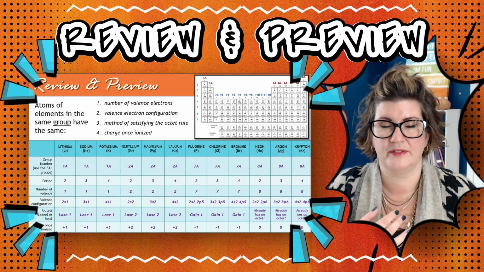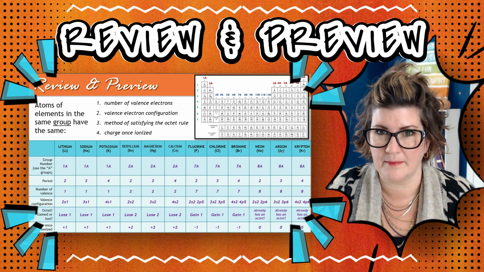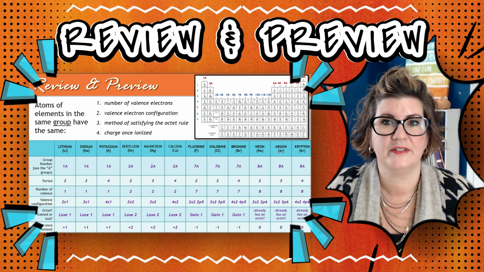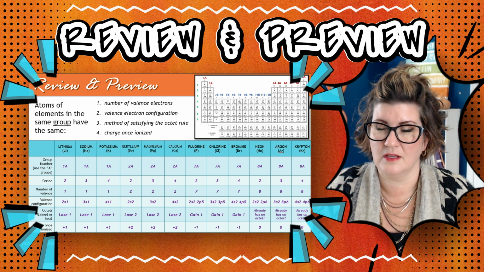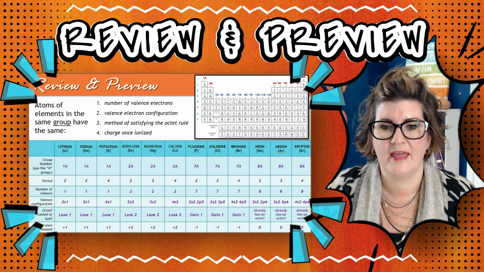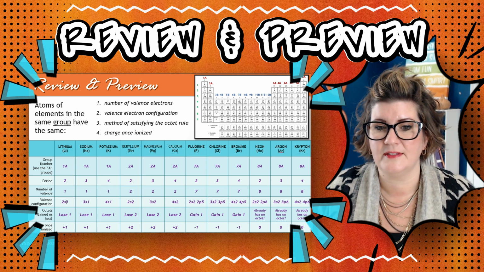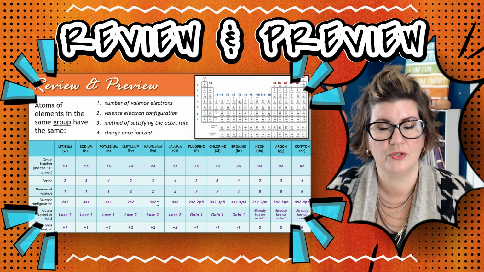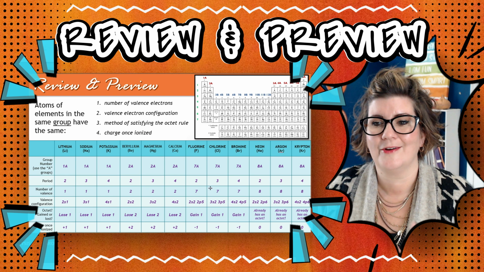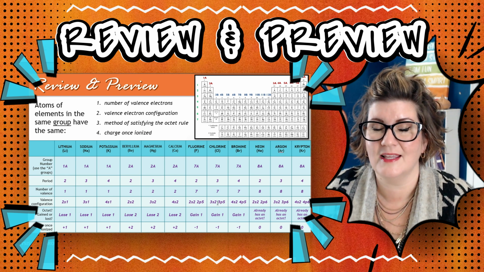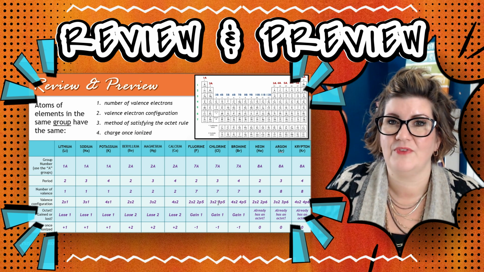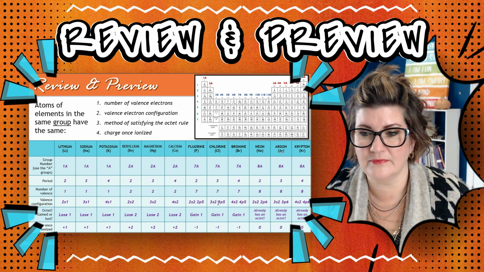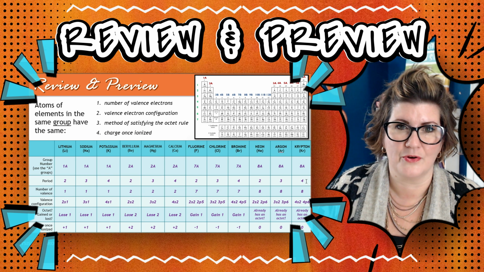The number of valence electrons in every group is the same. The valence electron configuration is nearly the same in that our group 1 elements all have 1 electron in the s orbital. Our group 2 elements have 2 electrons in the s orbital. Our group 7 elements have 5 electrons in the p orbital, but in the whole valence shell, it's s2p5. And same for our noble gases, right?